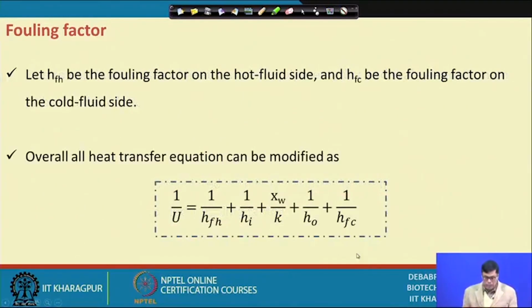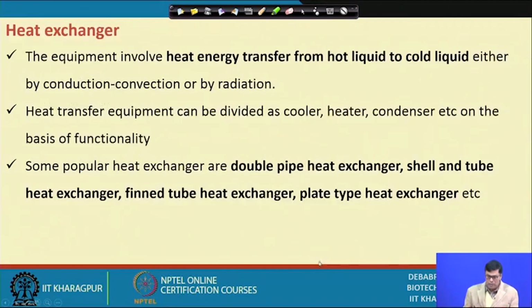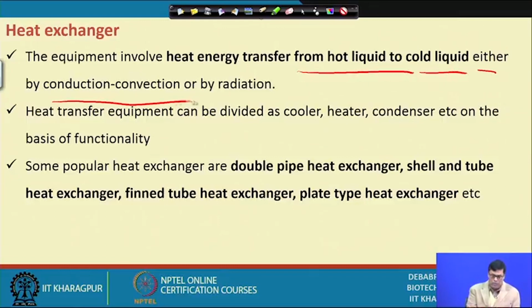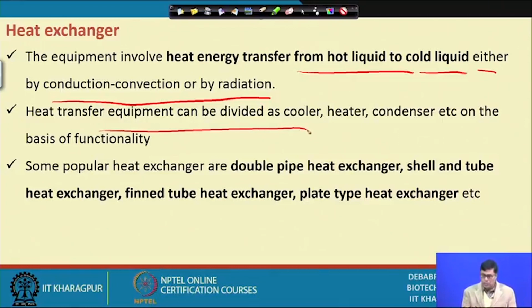So, if we consider a hot surface and a cold surface, then we get the overall heat transfer, which we can write like this. In a heat exchanger, heat is transferred from a hot fluid to a cold fluid, either by conduction, convection or radiation. Heat exchangers can be divided into cooler, heater, condenser, etc., on the basis of their functionality.